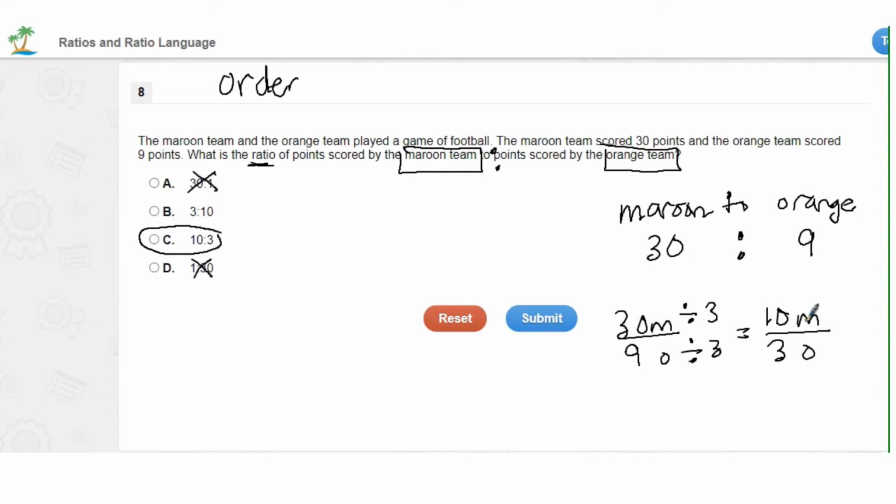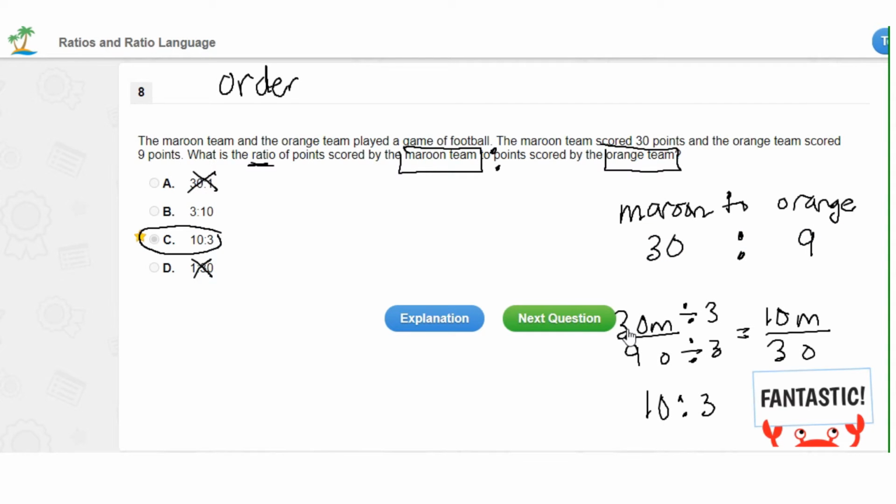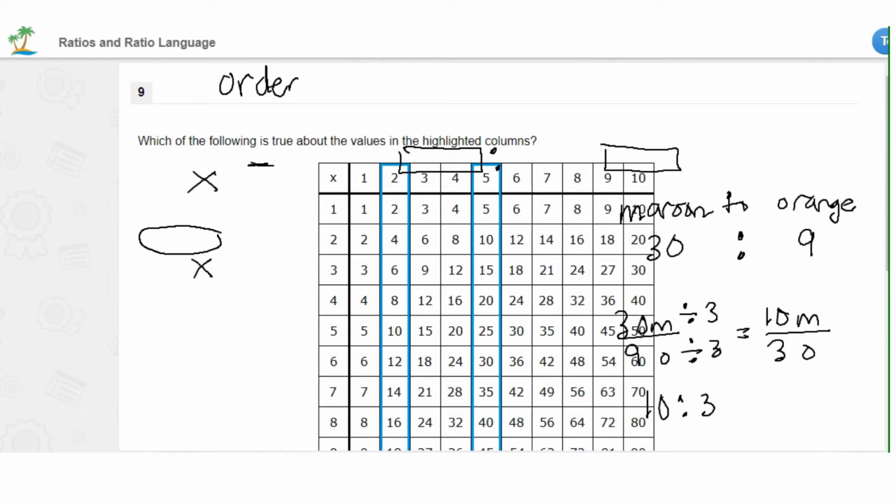So if I wanted to write that as a ratio, the numerator is the first part of the ratio. So it would be 10 maroon to 3 orange, which is answer choice C. Without even thinking too hard, you should have known that it was answer choice C. Let's go to the next question.